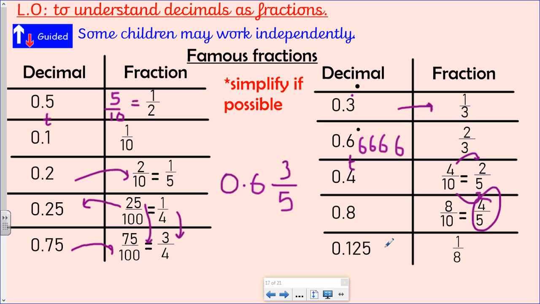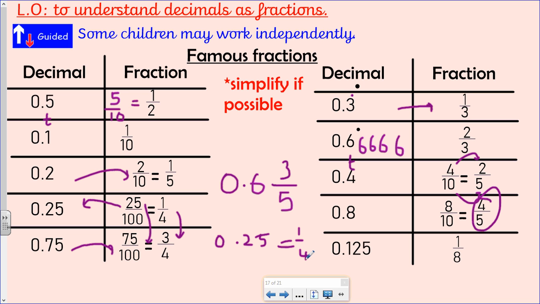Now this one is a sneaky one, okay? 0.125 is 1/8. Now that really is one that you just have to remember. It is quite hard to work that out. I will show you how you can do it, but it is just one that you need to be trying to put in your brain and saving for secondary school. So 0.125 is the same as 1/8. So I'm just going to take you back to a quarter over here. So 0.25 is 1/4.